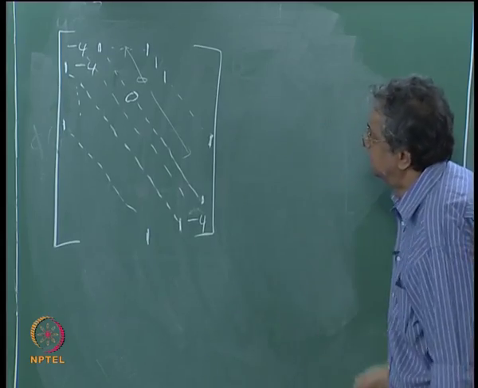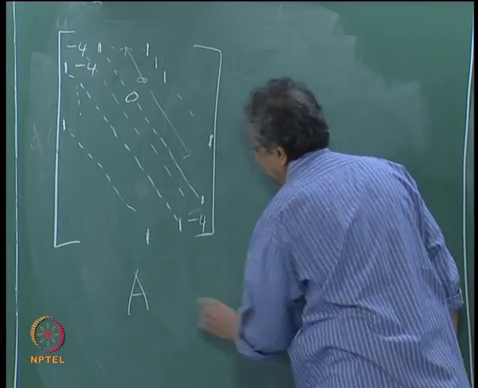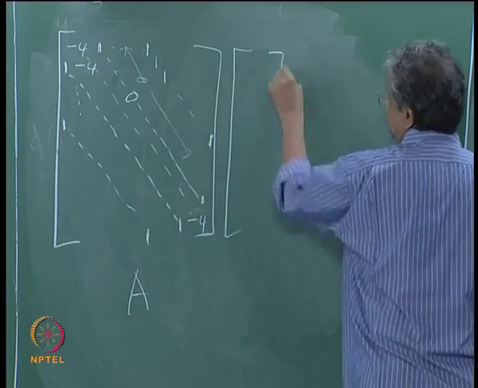So this equation, this matrix A, what does it multiply?